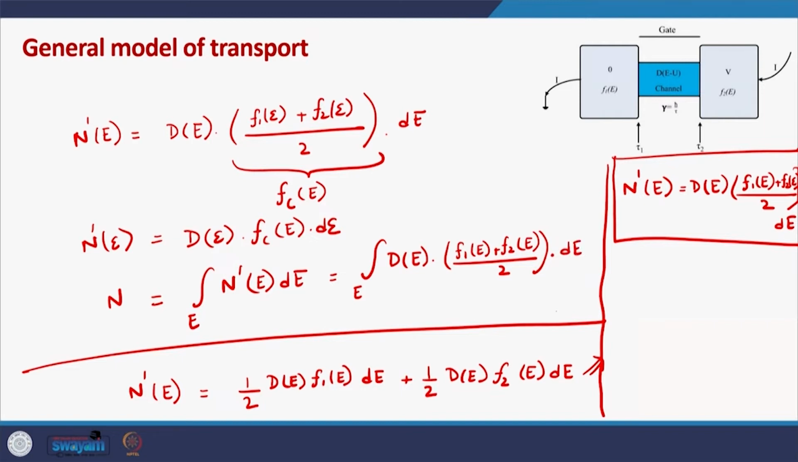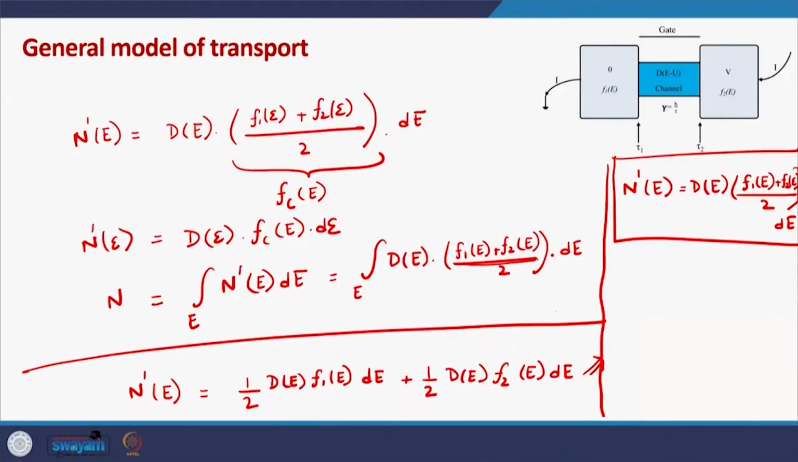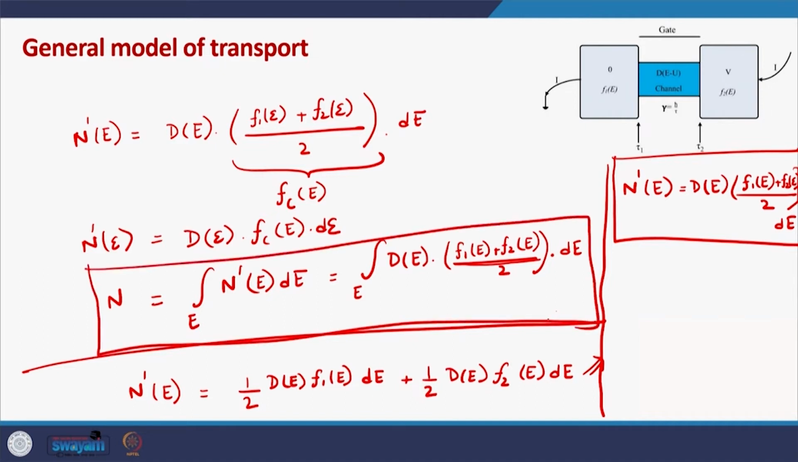As I said, this also makes sense intuitively, because the source is trying to fill the channel with Fermi function F1, the drain is trying to fill the channel with Fermi function F2, and both of them together will fill the channel with Fermi function (F1 plus F2) by 2. So, we have obtained the total number of electrons in the channel in steady state from this simple analysis of the rate equations in the two terminal device.